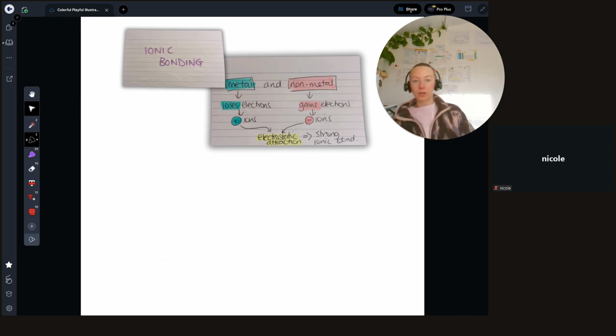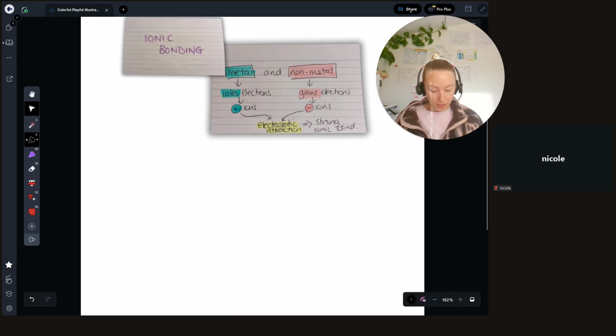So we're just going to go through and check that we really understand what this means when we talk about ionic bonding. Ionic bonding is between a metal from the left-hand side of the periodic table and a non-metal from the right-hand side of the periodic table. What happens is the metal will lose electrons and the non-metal will gain those electrons.